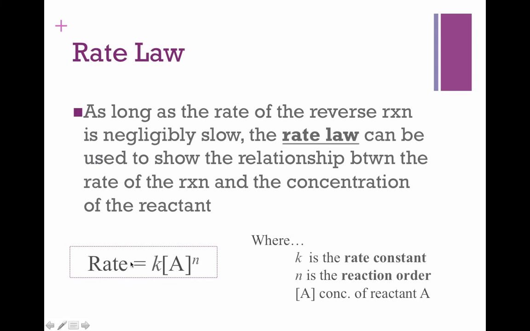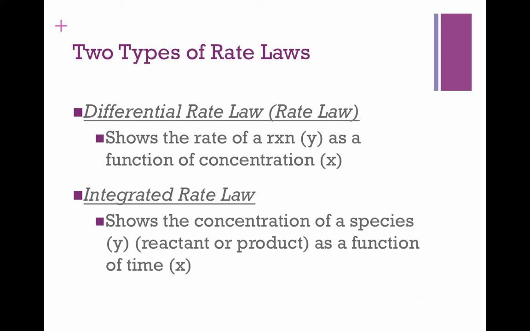A rate law is just an expression of rate. You can see it here. K is the rate constant. That is something that has to be given or calculated. It's going to be different for every reaction. N is the reaction order, and A is going to be the concentration of reactant A.